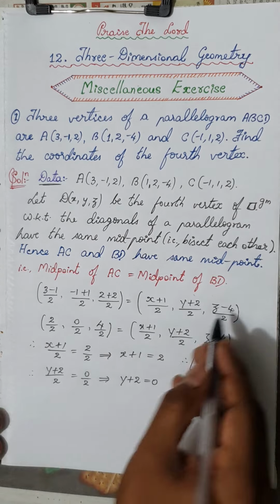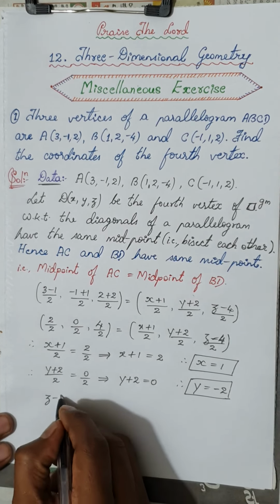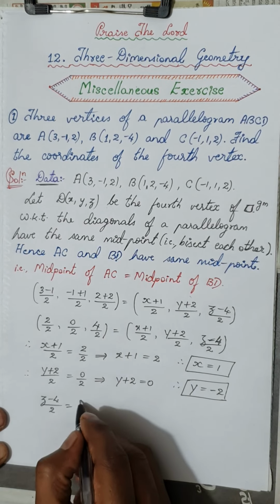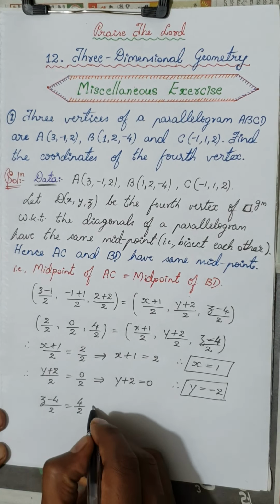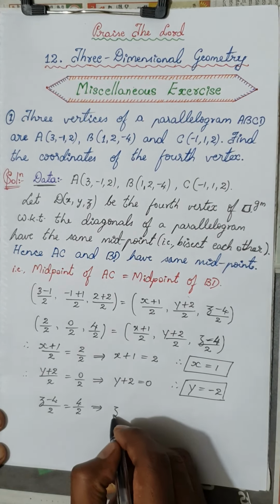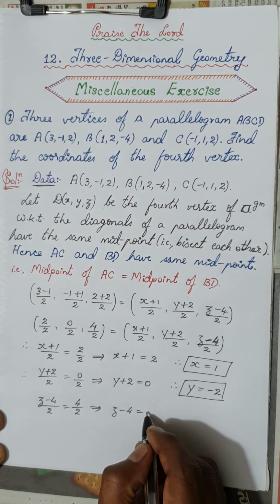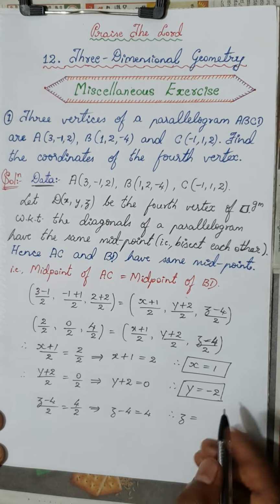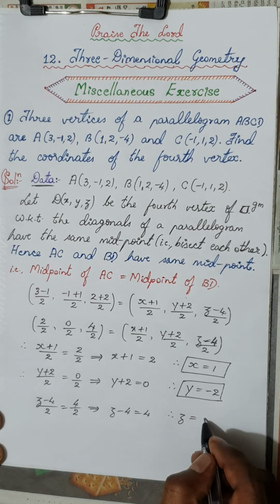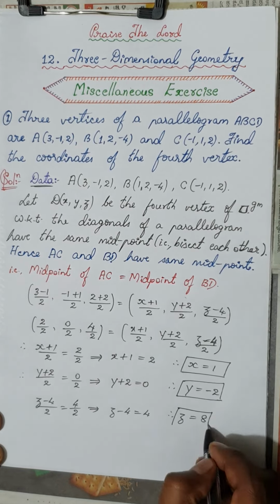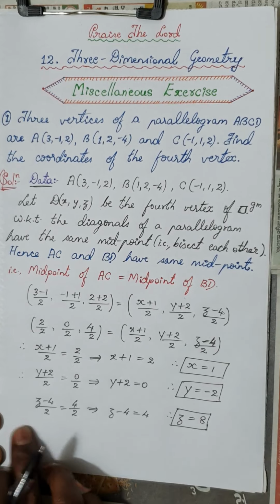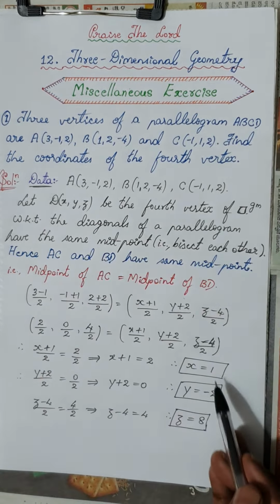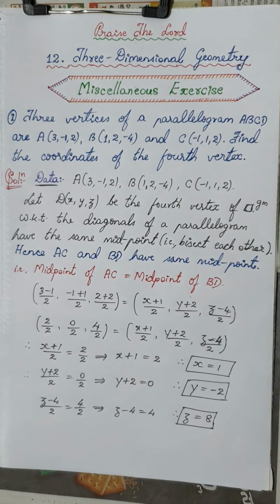Finally the z coordinate, what do you have here? (z minus 4) divided by 2 is nothing but 4 by 2. Again denominators are the same, so I'll get z minus 4 is equal to 4. Therefore z is equal to 4, taking this 4 to the other side, 4 plus 4 is nothing but 8. Therefore the fourth vertex is D, which is (x, y, z), that is (1, minus 2, 8).